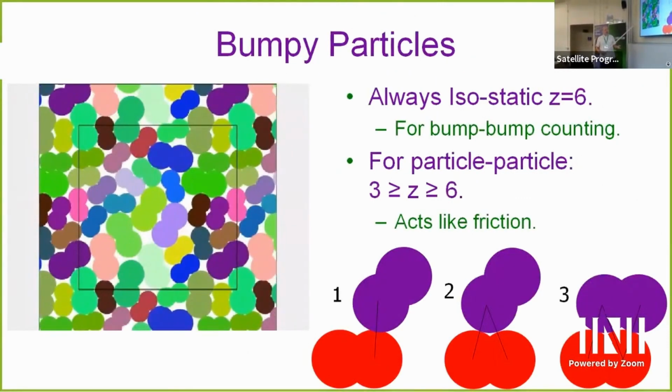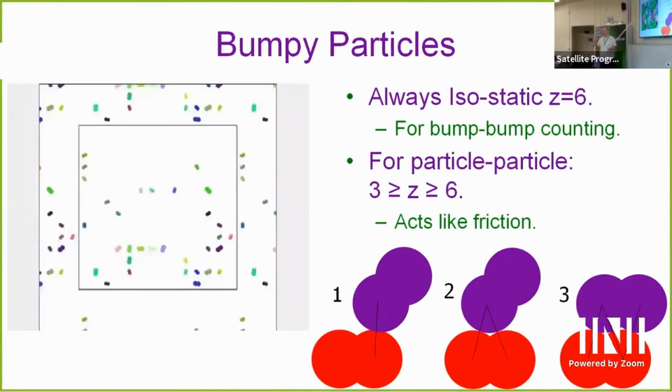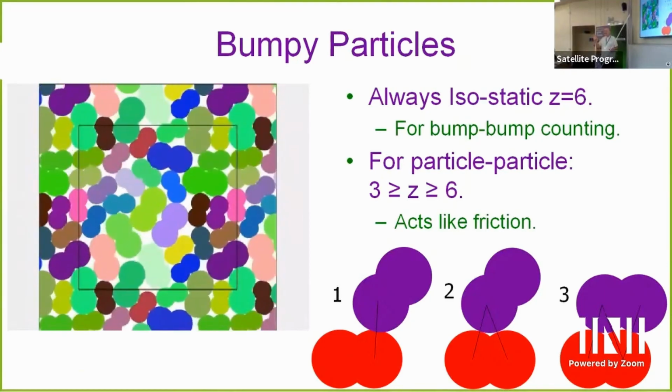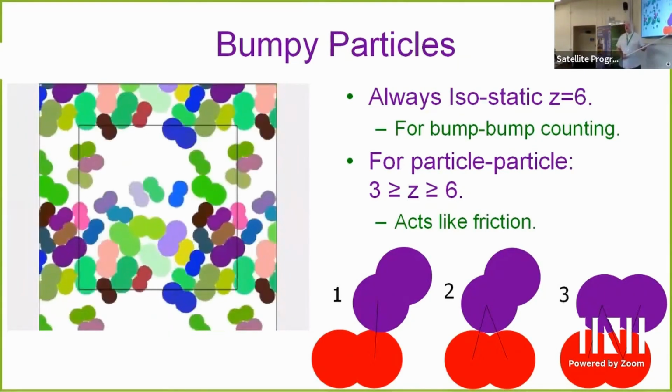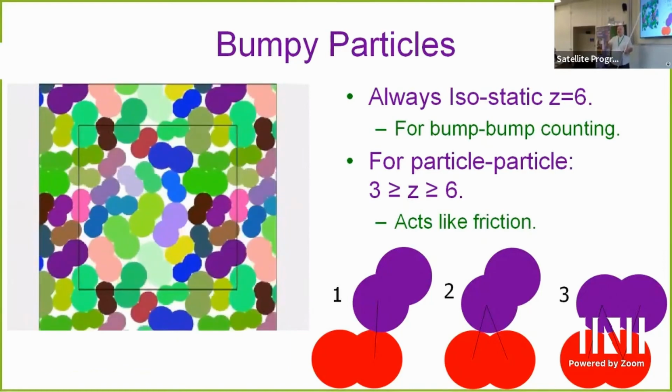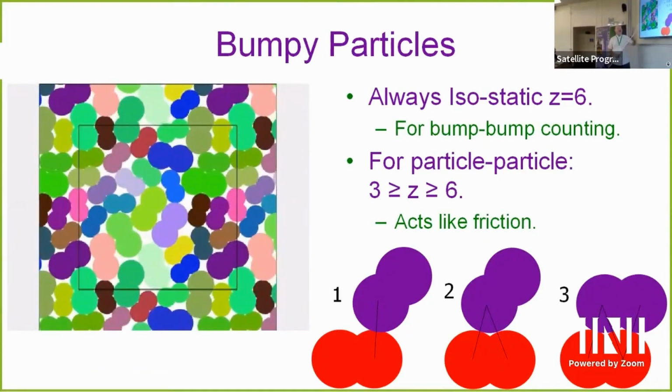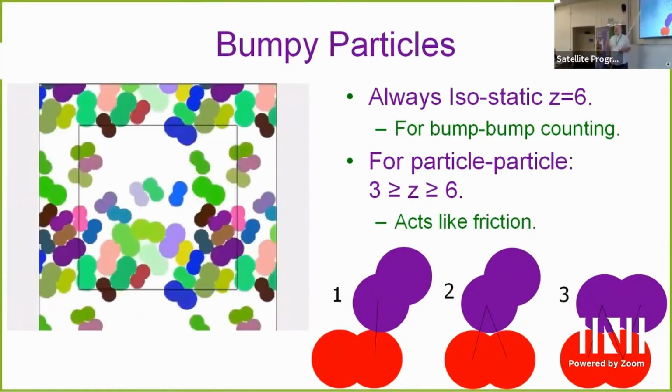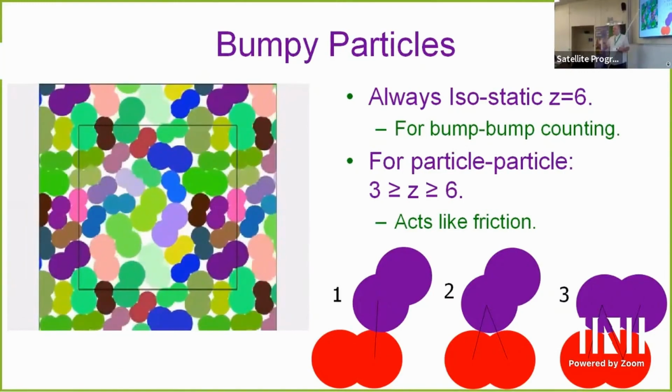So when we jam these things, we have to talk about two different ways to count the number of contacts, because there can be multiple contacts per particle, and we have to deal with that. So for the bump particle, that is the real number of actual contacts that you have. That is always isostatic. Okay, that's always going to be 6. Every time, we never find anything. It's a running joke around the lab.